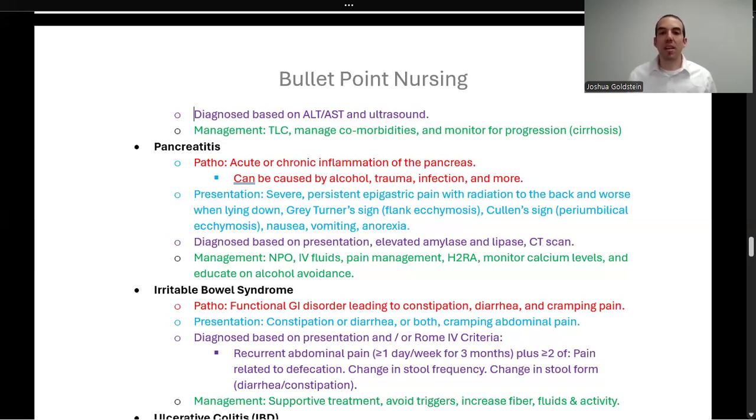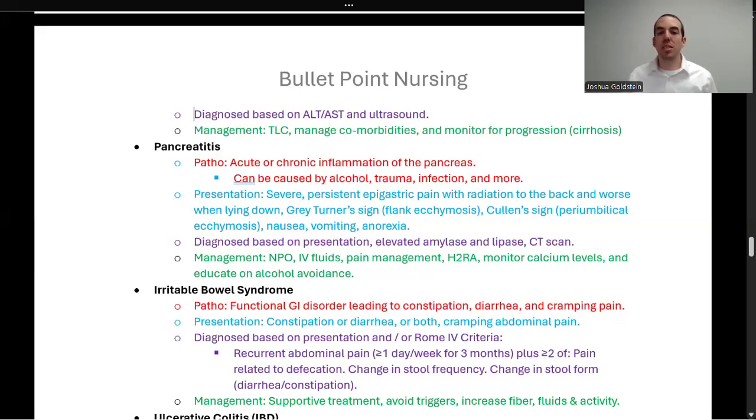There are two things you definitely need to know for nursing school exams, which are Grey Turner sign and Cullen sign. Grey Turner's is where you have flank ecchymosis. That's going to be hematoma, black and blue mark basically on the sides. Cullen sign is going to be that hematoma, that black and blue, that sign of bleeding under the skin in the periumbilical, which is around the umbilicus, around the belly button. Also, nausea, vomiting, and anorexia are all classic signs and symptoms of pancreatitis.